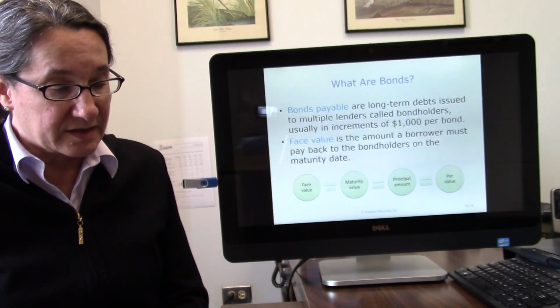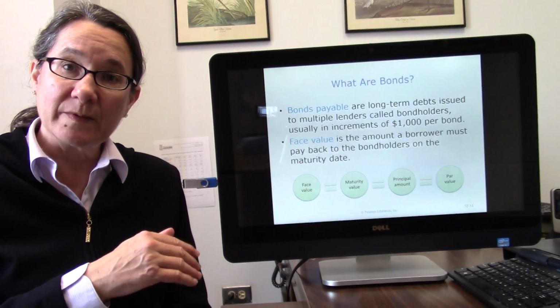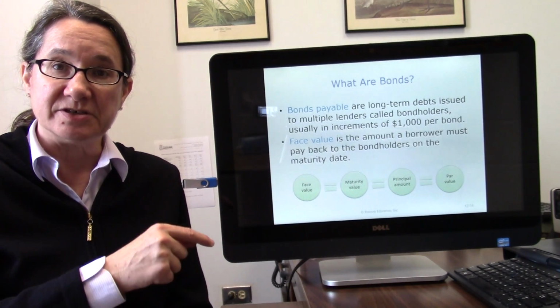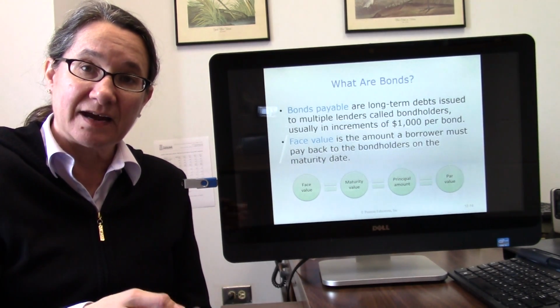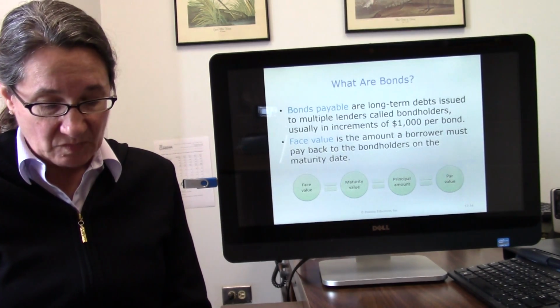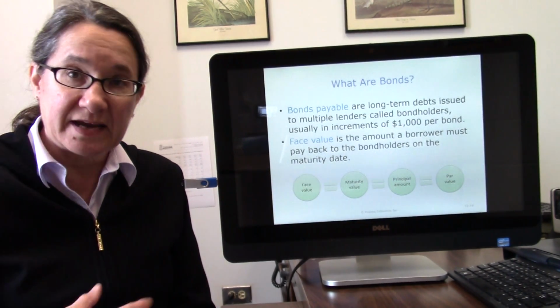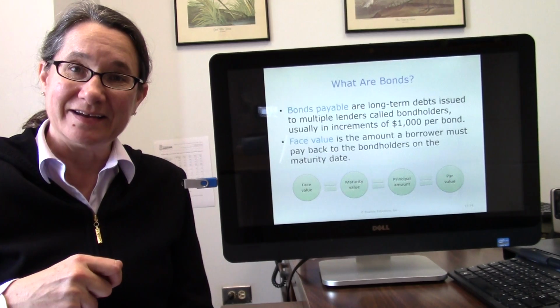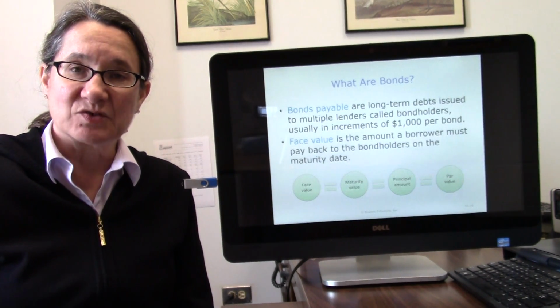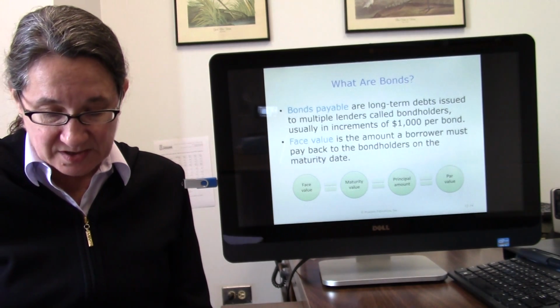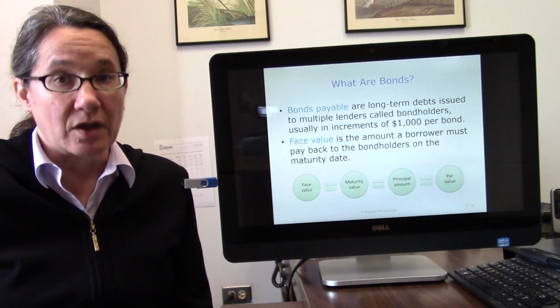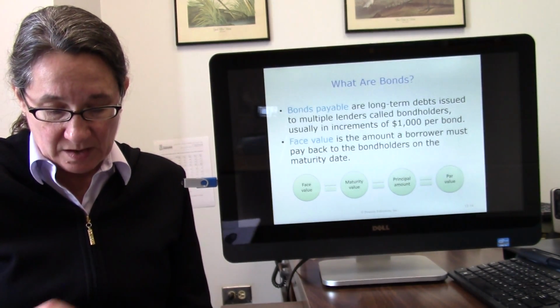So we already talked a little bit about bonds when we were going through the asset side of the balance sheet. We talked about bonds that you might invest in and it becomes an asset. Well, a company can issue bonds when they need money, and it's sort of like they're borrowing money out on the bond market. So let's talk about bonds as long-term liabilities.